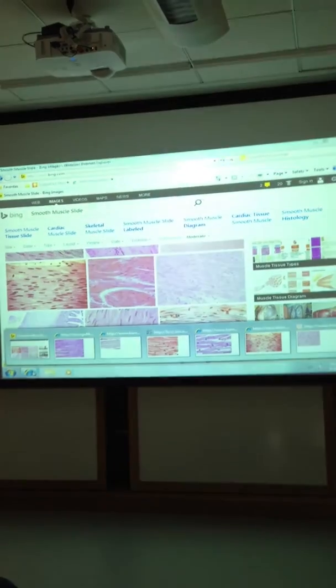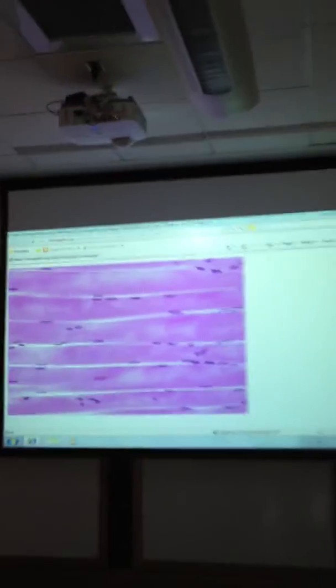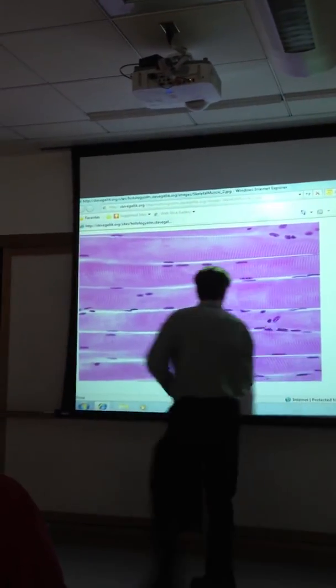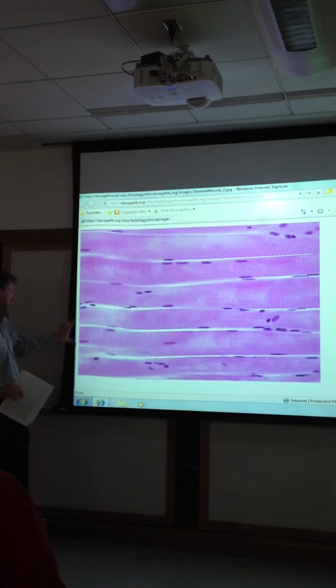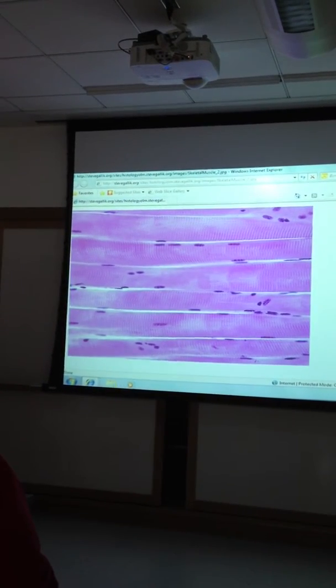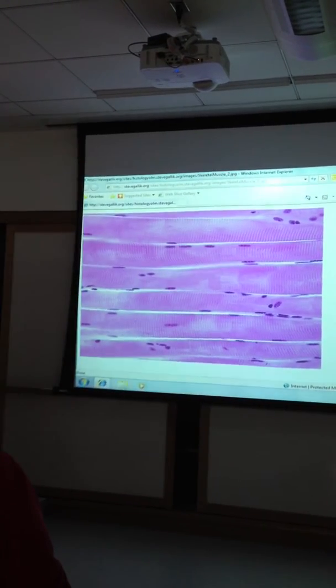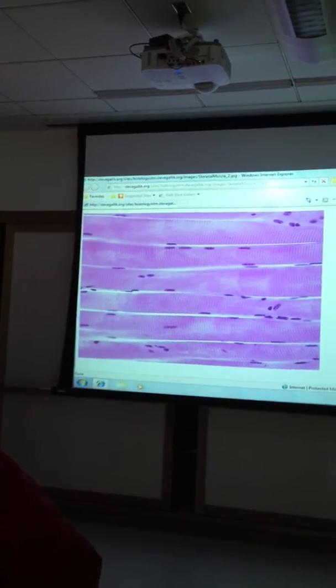Okay, so here we go. What's this? Skeletal muscle. Yeah, that's skeletal muscle. Each one of these is a skeletal muscle fiber. So you're basically seeing 1, 2, 3, 4, 5, 6 skeletal muscle fibers. They're really, really long cells.